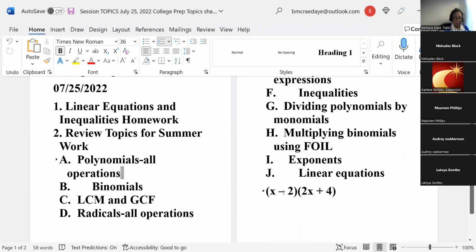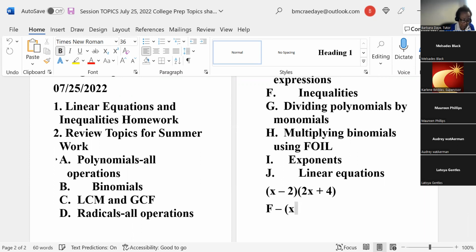Now Mercedes asked me to go over multiplying the binomials using FOIL. So here are the binomials. This is a monomial. First, outer, inner, last. Now the first terms are the X and the 2X. Follow, Mercedes? The first term is the X and the 2X.